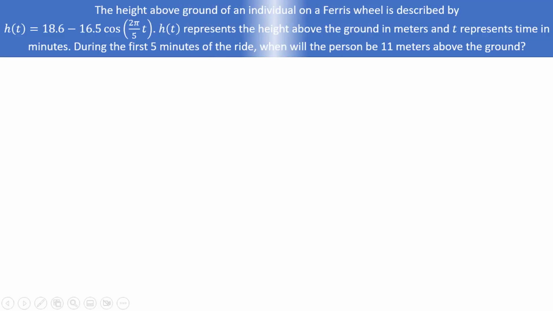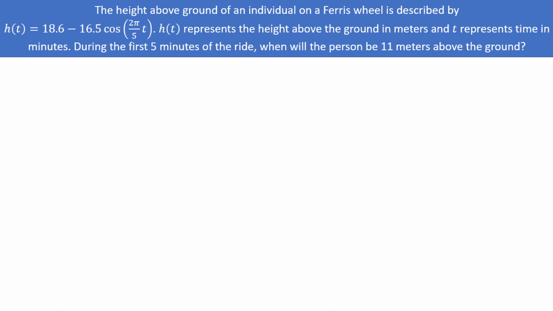In this first problem, we are told that the height above ground of an individual on a Ferris wheel is described by the equation h of t is equal to 18.6 minus 16.5 times the cosine of 2 pi over 5 times t. H of t represents the height above the ground in meters, and t represents time in minutes. During the first 5 minutes of the ride, when will the person be 11 meters above the ground?